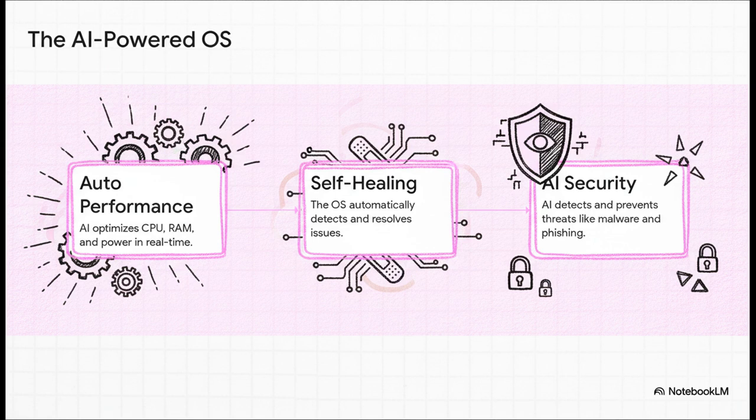And artificial intelligence is going to be the absolute game changer in all of this. Just imagine an operating system that's smart enough to automatically optimize your performance in real time, juggling your CPU and RAM perfectly. An OS that can actually heal itself, troubleshooting and fixing problems before you even know they exist. And one that uses AI to spot and stop security threats like malware before they can do any damage. That's the future we're building.